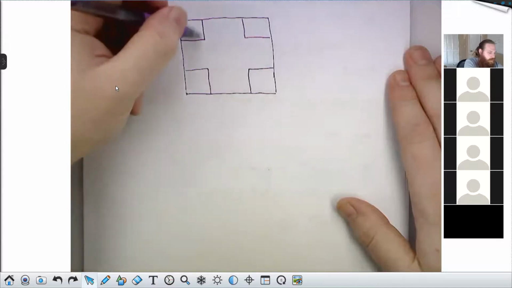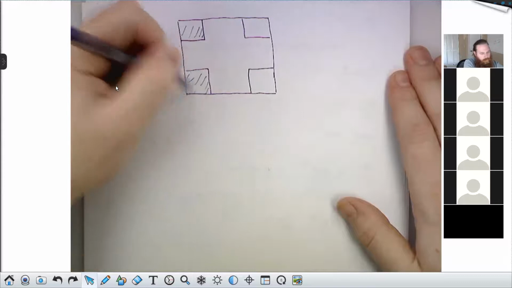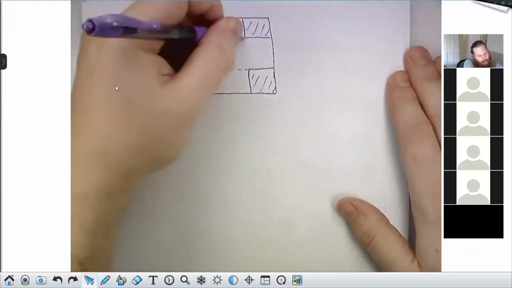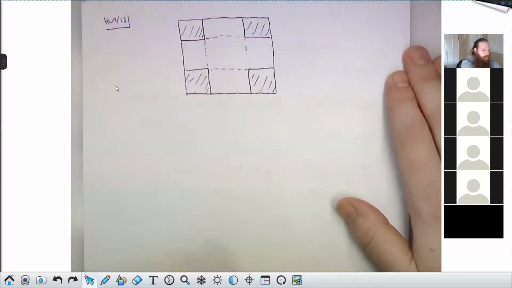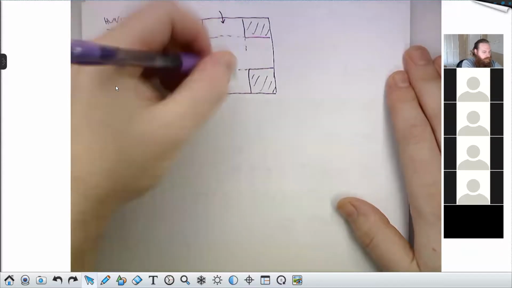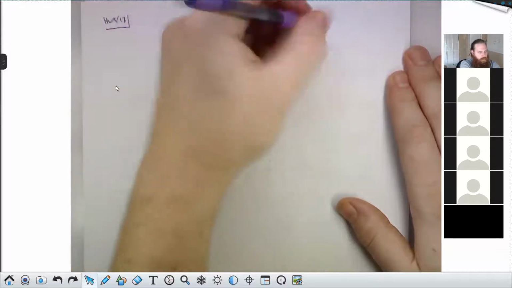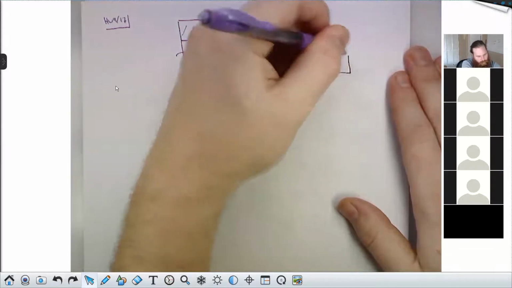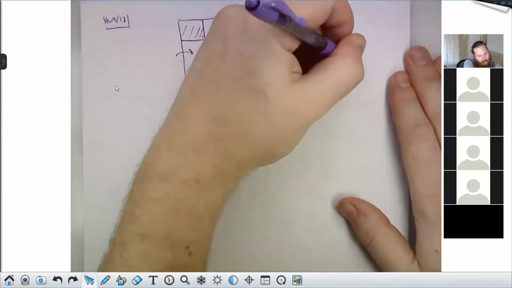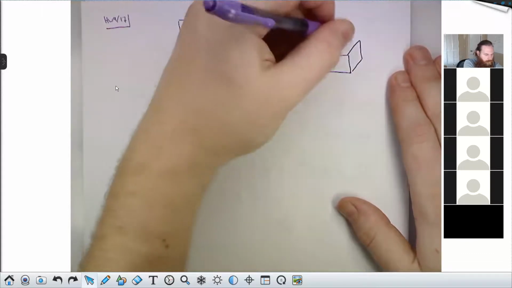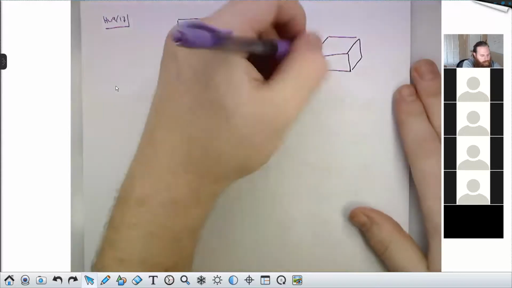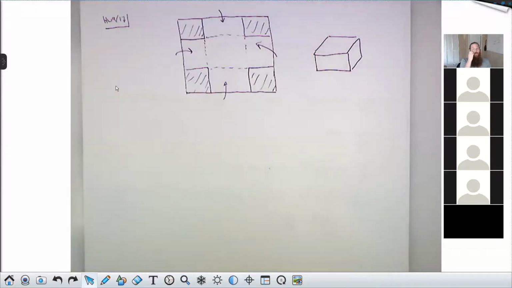Right, so I throw these away. And then I fold these up. So this gets folded up, this gets folded in, this gets folded in, and this gets folded in, and the result would be a box like this, right? Fold up those sides. The question is, can we maximize the area of the box? Or sorry, maximize the volume of the box.